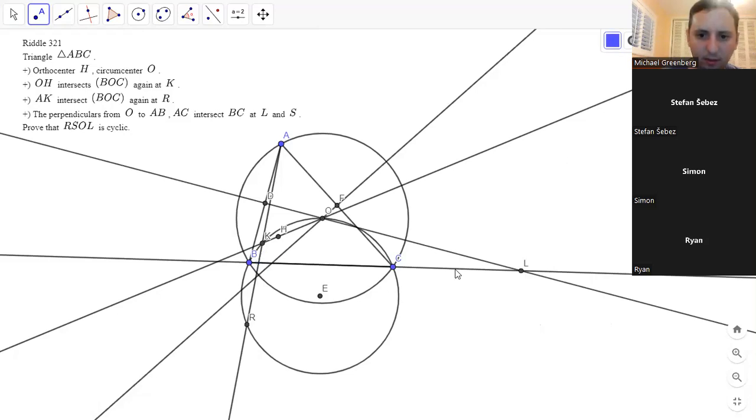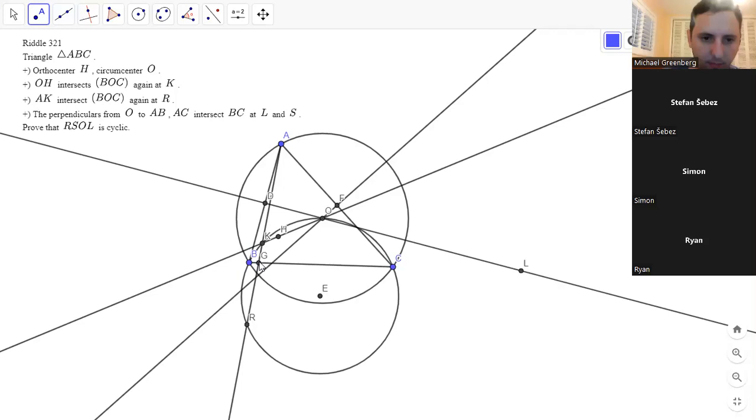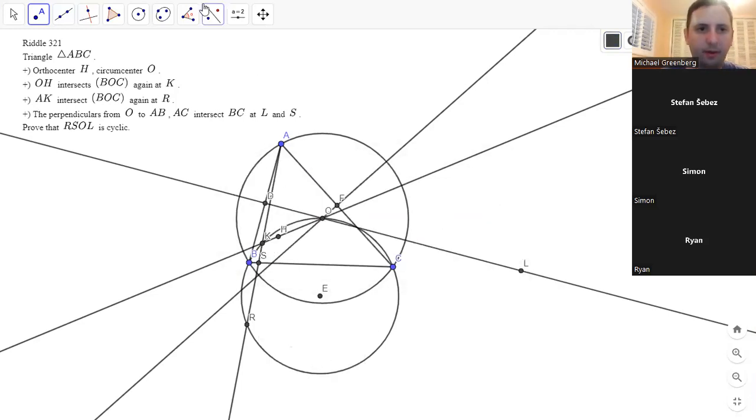Let me try hiding this and then drawing the point. I think that, there we go. We want to show RSOL is cyclic.